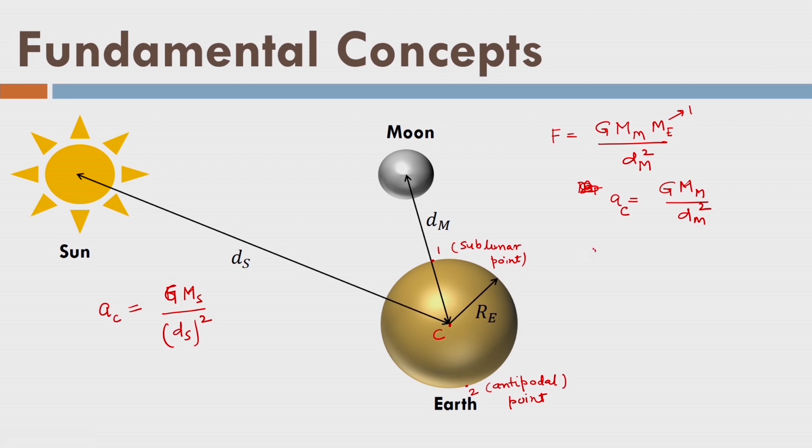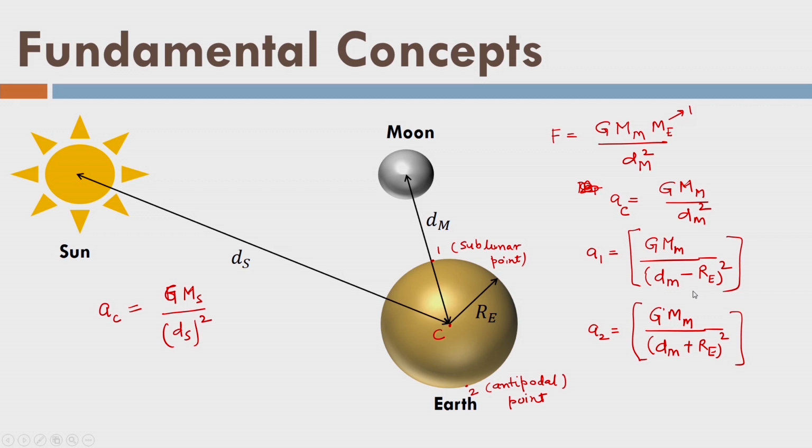So can I write the acceleration at point 1, the sublunar point, as G m_M divided by (dm, which is the center to center distance, minus the radius of the Earth) square. I hope you agree with that. And similarly, I can write A2 equal to G m_M divided by (dm plus RE) square. I hope you agree with these two formulas.